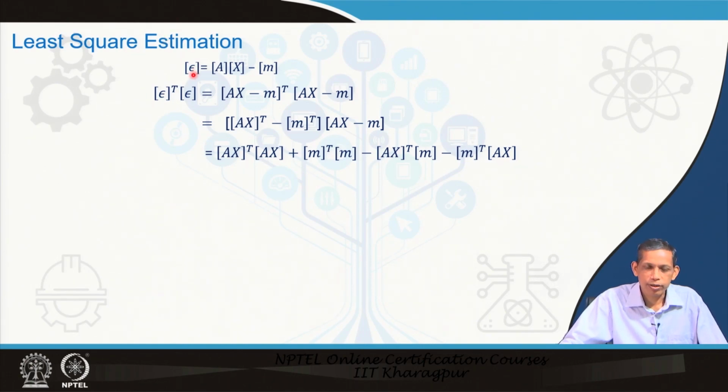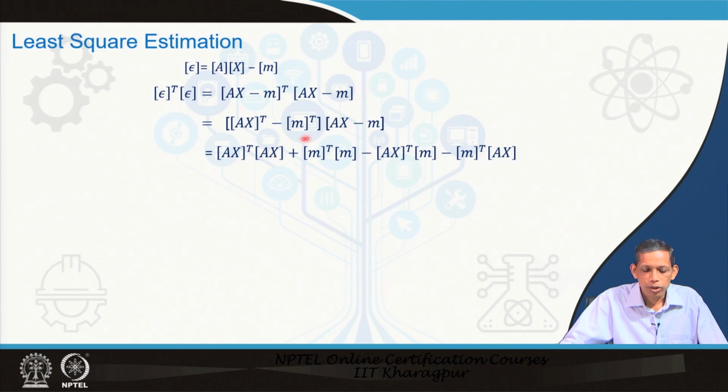Now, we will try to formulate the least square estimation technique. The error matrix epsilon equals A x minus m, that we have already seen in the earlier slide. If you multiply epsilon with its transpose, epsilon transpose into epsilon, that equals A x minus m transpose, which is A x transpose minus m transpose, and then into A x minus m.